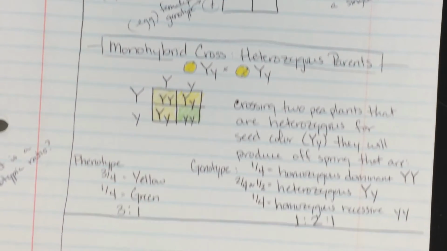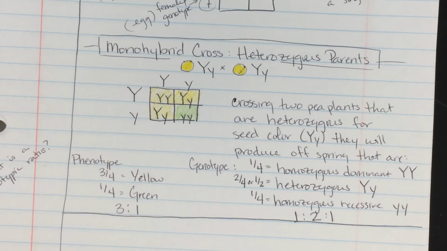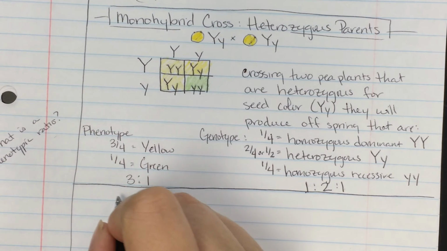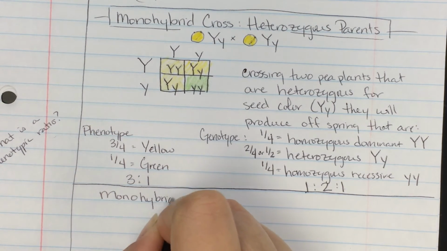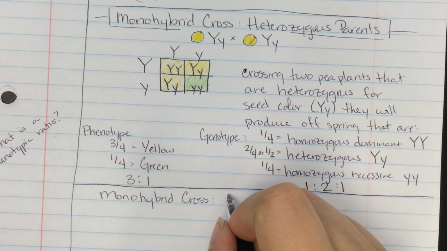Let's look at a cross between homozygous plants and what that would look like with our ratio. So let's do a monohybrid cross. Again, looking at just one trait. But with homozygous parents.